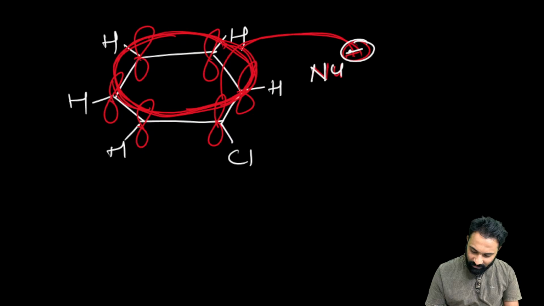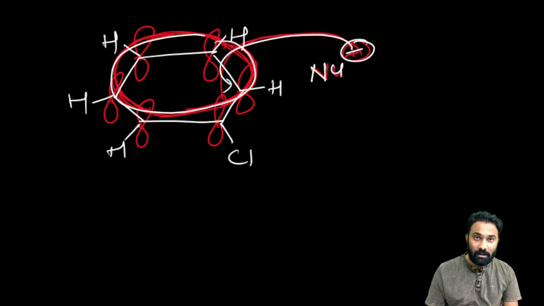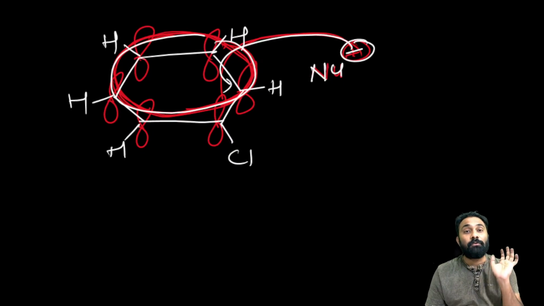If the nucleophile comes from the back end and wants to attack, the electrons which are there will repel it, and due to that it will not show nucleophilic substitution reaction. But it will show nucleophilic substitution reaction in the presence of a very strong base. In the presence of a strong base, in another manner, it will show nucleophilic substitution reaction. That I will explain.